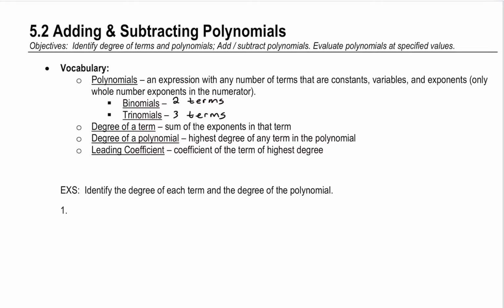And so when we're talking about polynomials, we are talking about variable terms with exponents, with whole numbers in those exponents. Okay, the degree of the term is often just the power of the variable, but if there's more than one variable in that term, we'll say it's the sum of the exponents. The degree of a polynomial is the highest degree of any one term, and the leading coefficient is the coefficient, or the number in front of the term of highest degree.